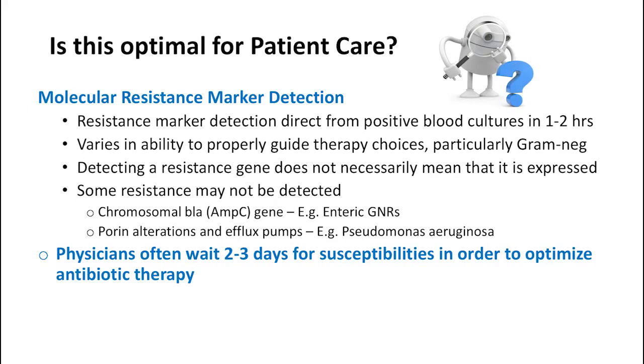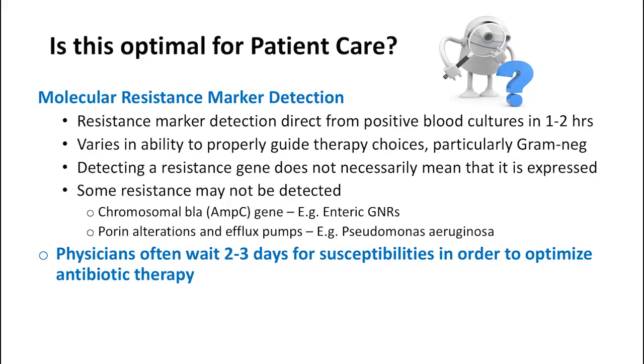But it can vary in its ability to properly guide therapy choices, particularly we found in our institution with the gram-negative rods. Detecting a resistance gene does not necessarily mean that it is being expressed. And as Dr. Grind discussed, some of the resistance that we are seeing in our institution, and I'm sure you as well, are not detected by these resistance markers on these panels, such as the AmpC and the problems with porin and efflux.